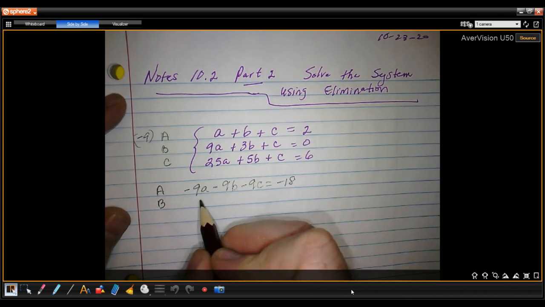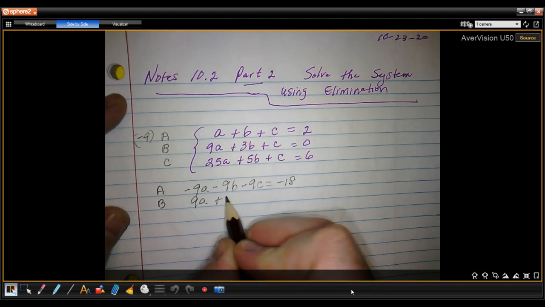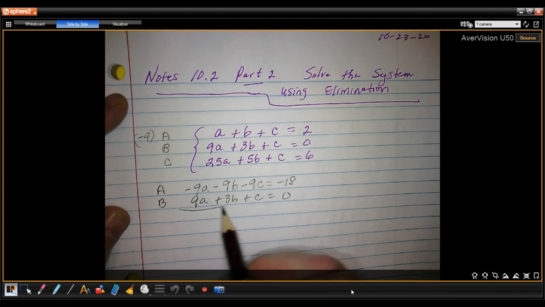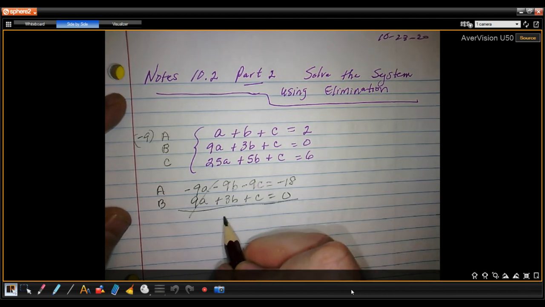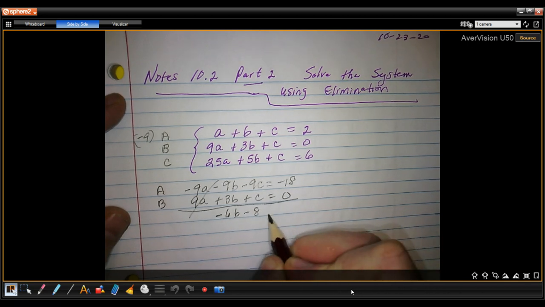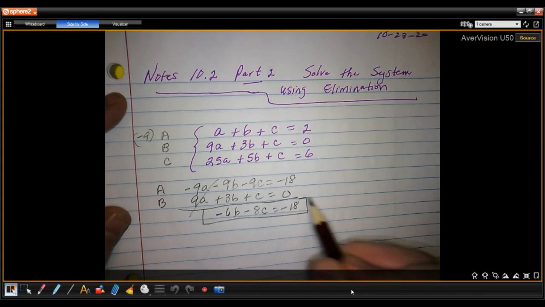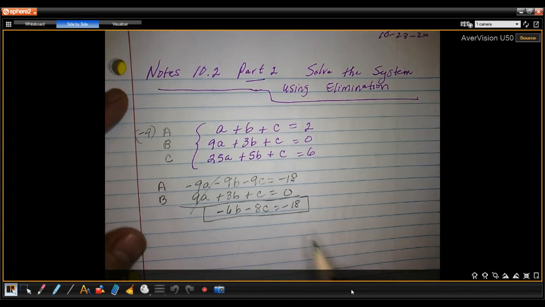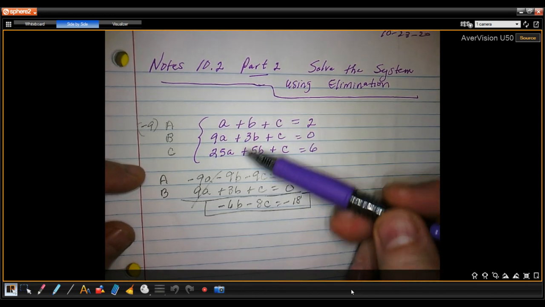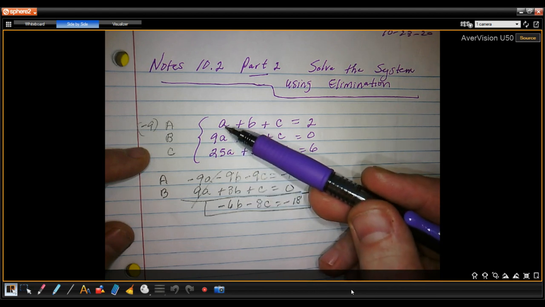I'm going to rewrite equation B. Then we'll add down, and you get negative 6b minus 8c equals negative 18. Now we have an equation with 2 unknowns instead of 3. I picked A and B the first time, and I've already eliminated A once. That means I need to eliminate A again.